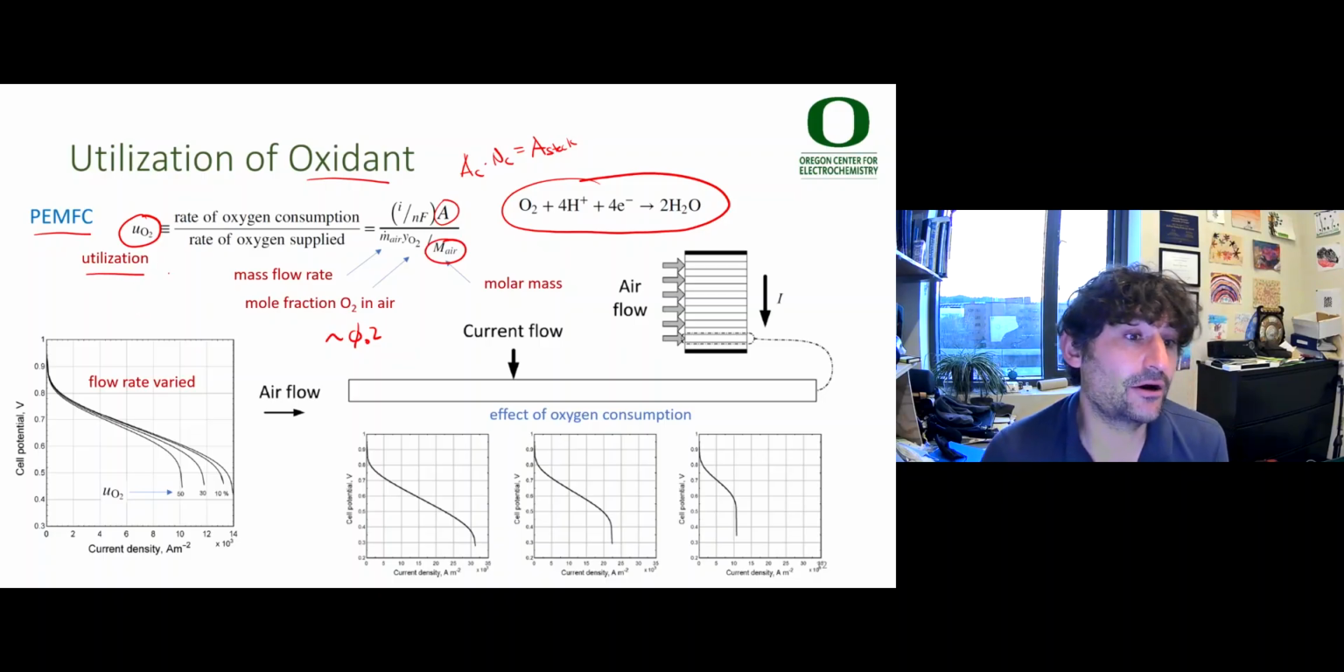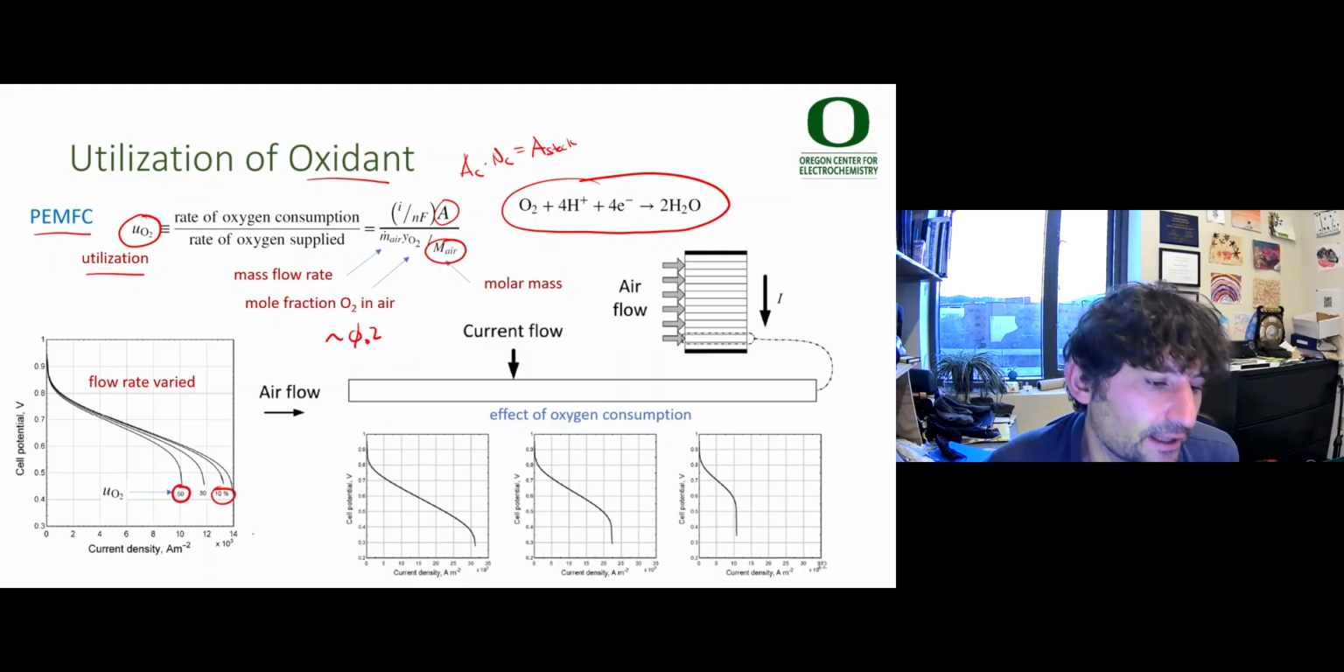So let's think about how utilization might affect the current voltage curve you measure for a fuel cell. Here's an example where you have 50% utilization versus 10% utilization.